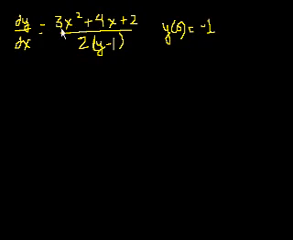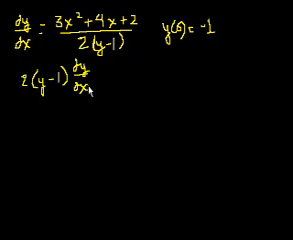So once we solve this differential equation, and this is a separable differential equation, then we can use this initial condition, when x is 0, y is negative 1, to figure out the constant. So let's first separate this equation. Let's multiply both sides by 2 times y minus 1, and you get 2 times y minus 1 times dy dx is equal to 3x squared plus 4x plus 2. Multiply both sides times dx.